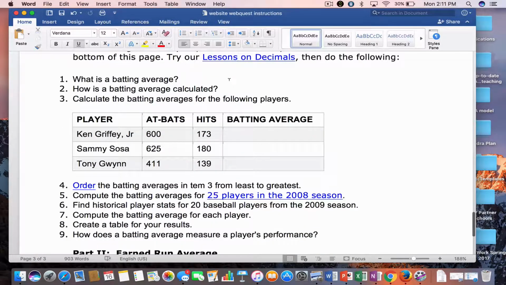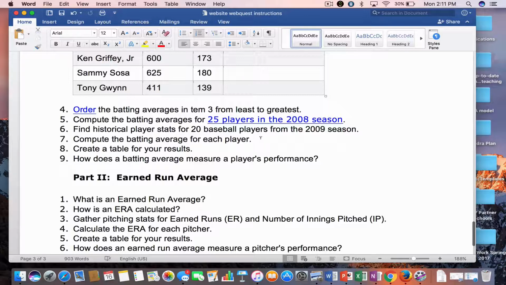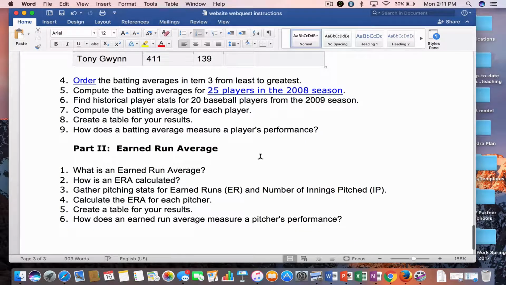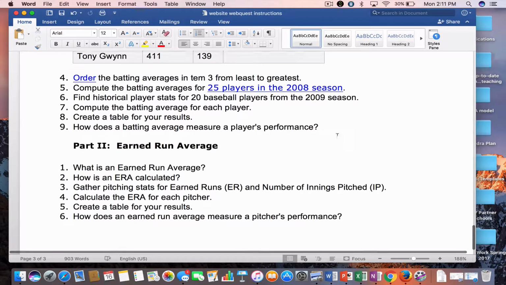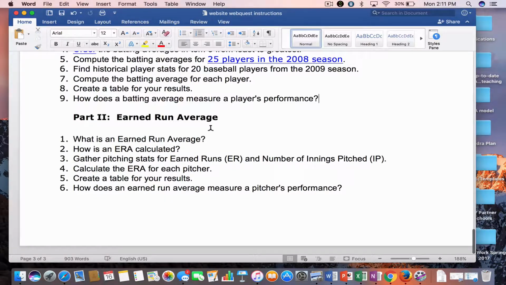So what is the batting average? Or I'm sorry, first they have to do the calculations. Then they're figuring out the batting average, how it's calculated. They're ordering the averages. And then notice that this is your hot question, your higher order thinking question. How does the batting average measure a player's performance? So that's going to be 1 or 2 sentences of higher order thinking question and writing. And then there's another question or series of questions for this task.